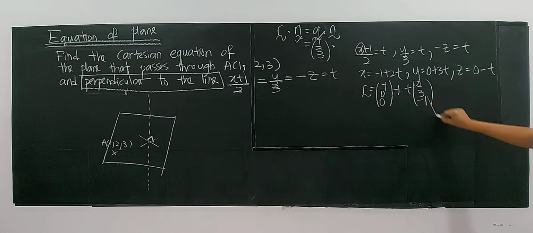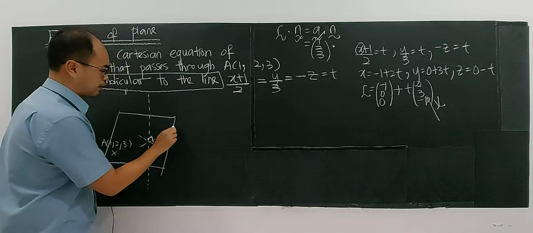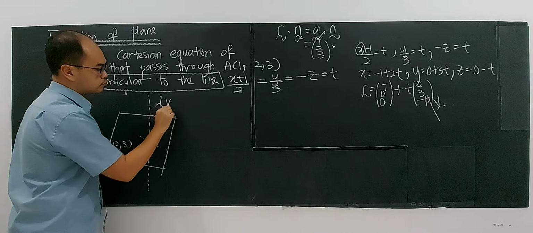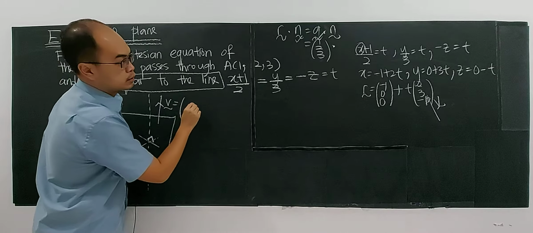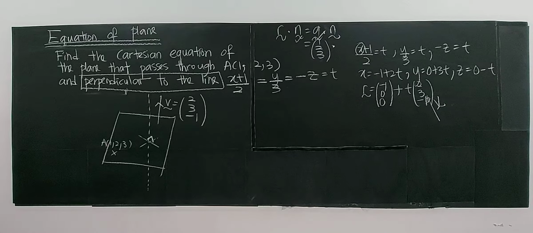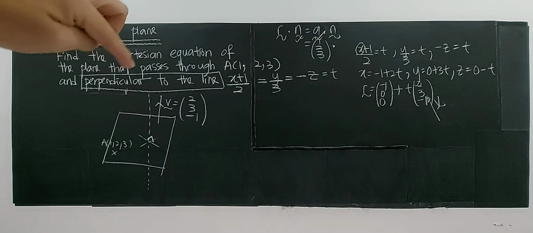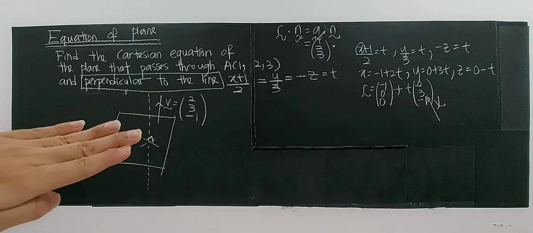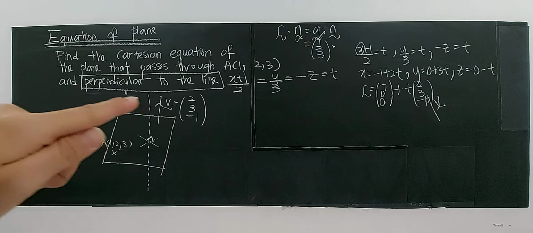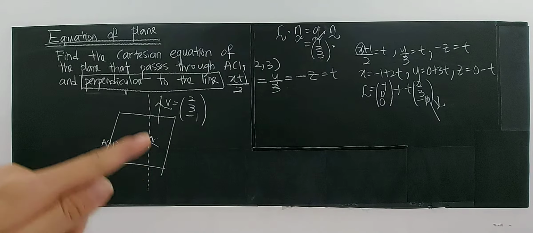Why? Because this is the direction of the line, right? It means that this line has the direction (2, 3, negative 1). So what is so important about the direction of the line here? Look at the question. Find the Cartesian equation of the plane that passes through this point. This is okay, right? But when you want to find the equation of the plane, you need the normal. So what is the normal of this plane?